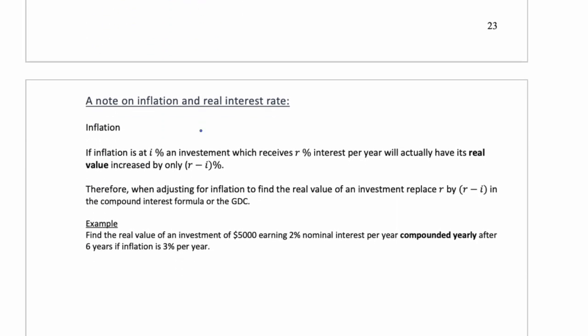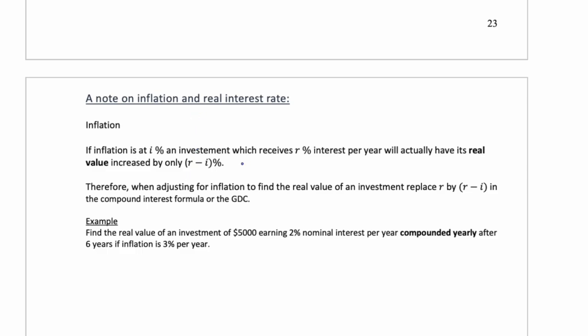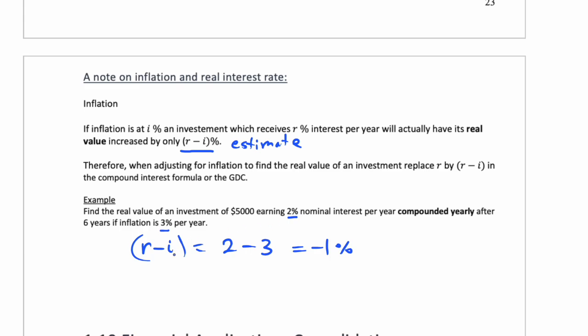Okay, let's look at inflation. To calculate the real value of an investment, you have to take into account inflation. And this is kind of an estimate for inflation. It's not exactly how it works, but we can calculate the actual interest rate, or the real interest rate, by doing R minus I. So in this case, we got inflation of 3%. The interest rate is 2. So R minus I is 2 minus 3. It's negative 1%. Okay, so the value of the investment is actually going down in real value terms.